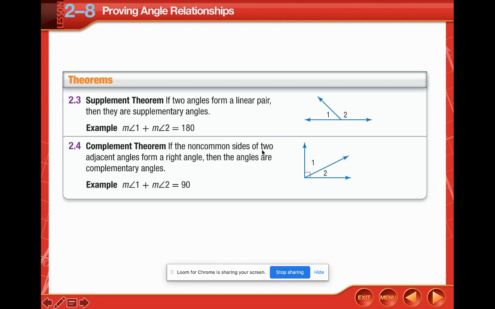All right, complement theorem. If you see a right angle here and you see two angles, if you add both those angles together, you're going to get 90 degrees. The complement theorem: the non-common sides of two adjacent angles form a right angle, then the angles are complementary. So these are the non-common sides, this one and this one. This is a common side; they both share it. If these non-common sides make up their own angle, and that angle equals 90 degrees, these are complementary angles.